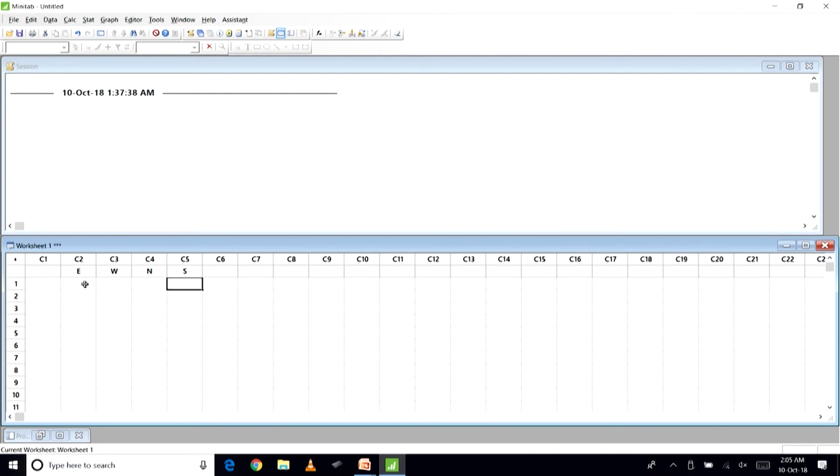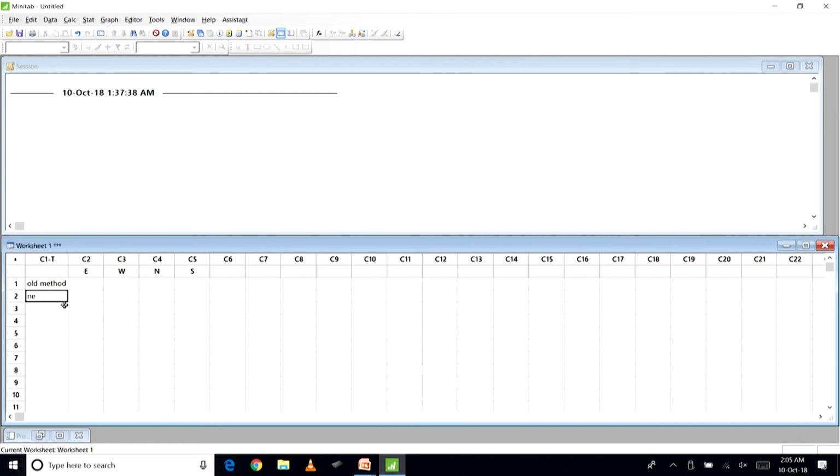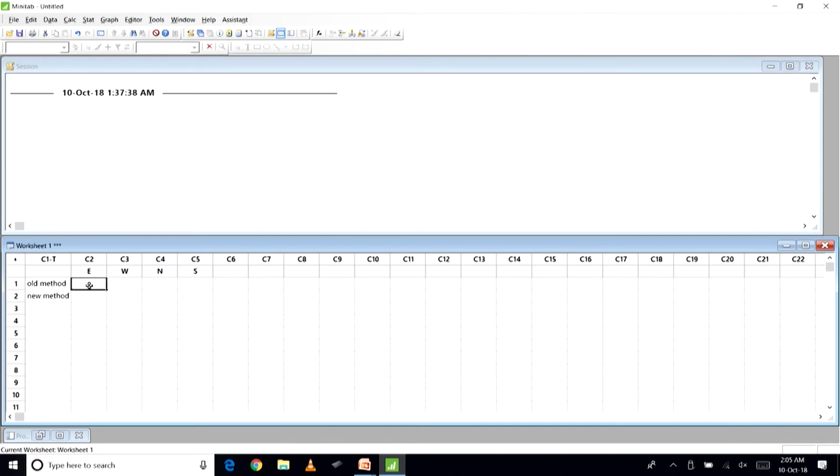So, east, west, north and south, old method, new method. So you just enter data. In fact, you need not write total values, row of total and row of column. Just enter data and go to Stat.